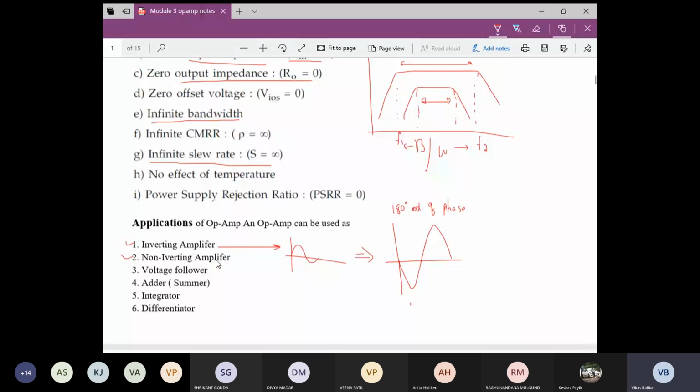We also talk about how the op-amp can behave as a non-inverting amplifier. In a non-inverting amplifier, the output comes in the same way as the input you have given, but in an amplified version. So this is my non-inverting amplifier. And as the class progresses, we will also look into other applications like voltage follower, adder, or basically the summing circuit, integrator, or a differentiator.